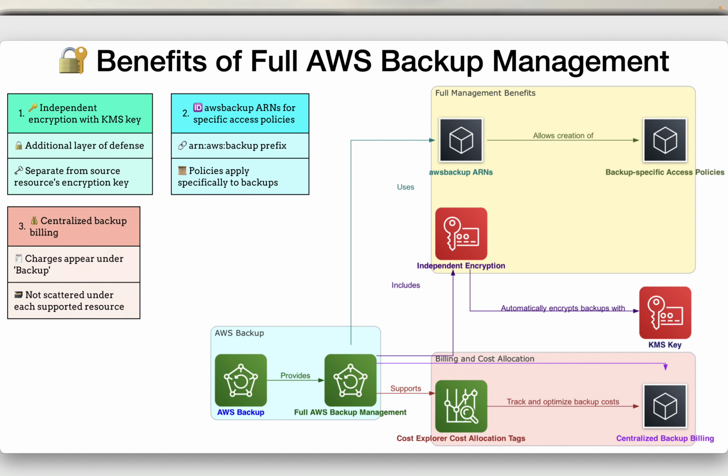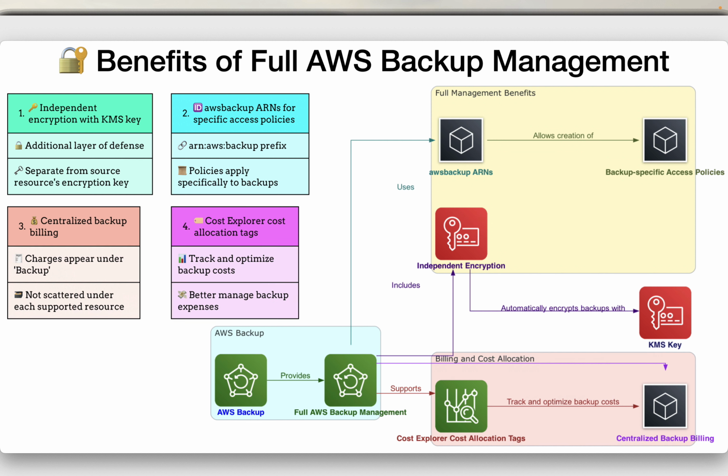Charges for AWS Backup, which include storage, data transfer, restores, and early deletion, appear under Backup in your Amazon Web Services bill, rather than being scattered under each supported resource. You can use Cost Explorer cost allocation tags to track and optimize your backup cost, helping you better manage your backup expenses.